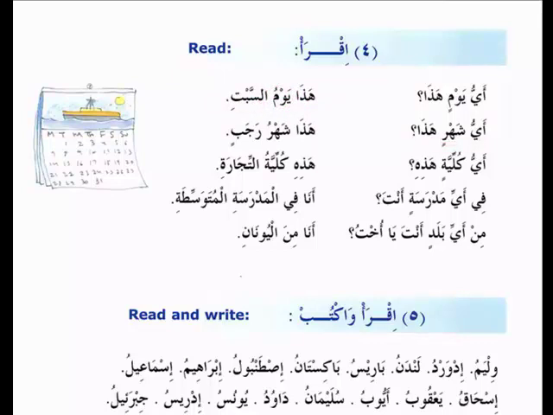Ayyu shahrin haza. Which month is this? Haza shahru rajabin. This is the month of Rajab. So haza again is mubtada. Shahru is one word khabar and mudaf. Rajabin is mudaf ilayhi. Ayyu kulliyatin hazihi. Which department or college is this? Hazihi kulliyatut tijarati. This is the college of commerce. So hazihi is mubtada, kulliyatu is one word marfu khabar and mudaf, and at-tijarati is the mudaf ilayhi.